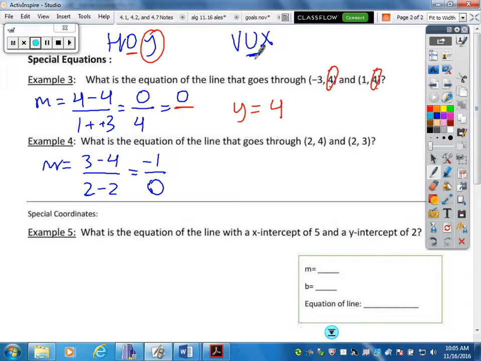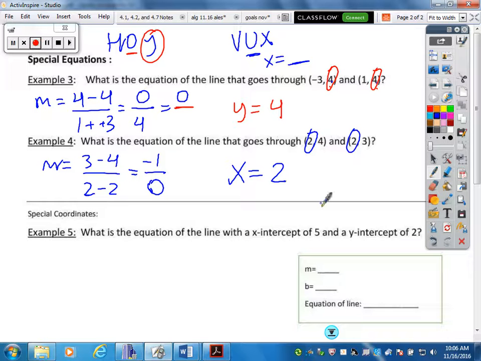So if you have an undefined slope, that means you have a vertical line going through the x-axis. So it will be in the form of x equals something. Well, what you need to do to find that something is just look at the points. What is x? Well, x is 2. That's a consistent thing. So the equation is going to be x equals 2.